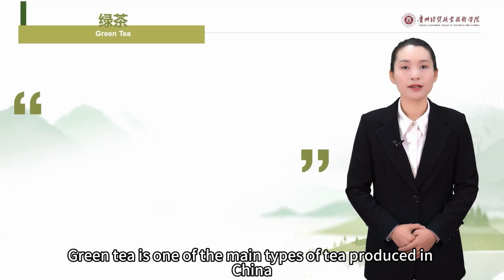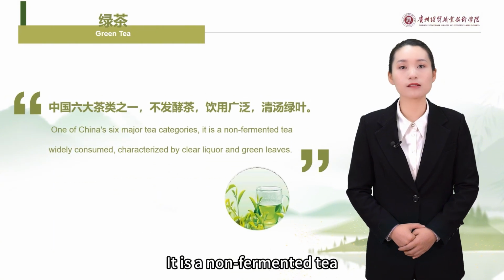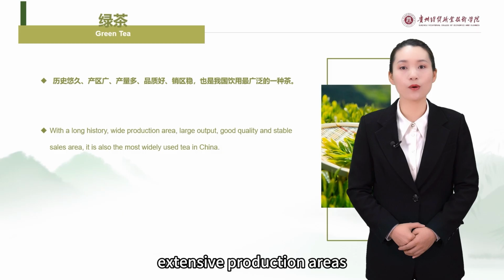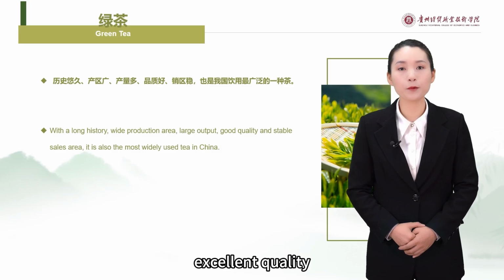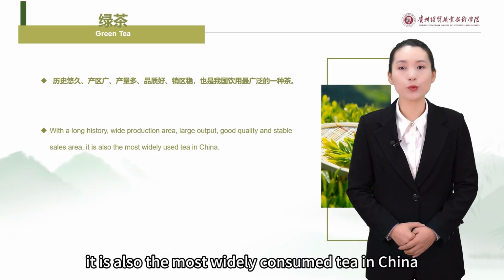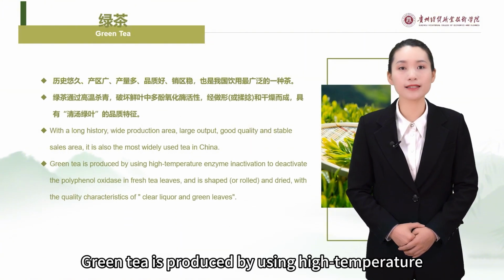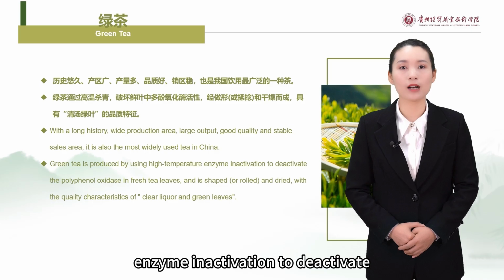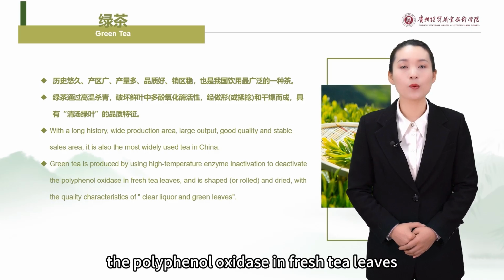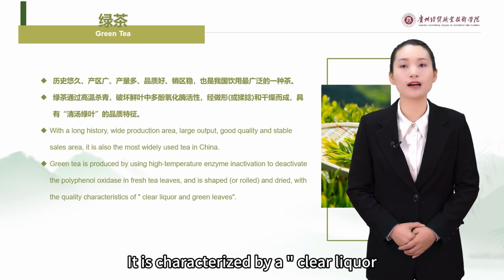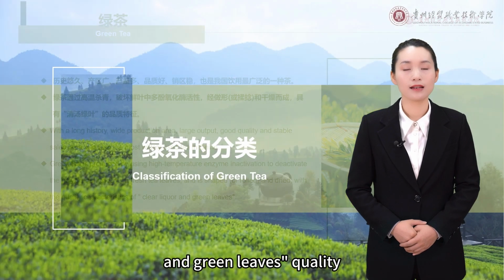Green tea is one of the main types of tea produced in China. It is a non-fermented tea, made without fermentation, with a long history, extensive production areas, high output, excellent quality, and stable sales. It is also the most widely consumed tea in China. Green tea is produced by using high-temperature enzyme inactivation to deactivate the polyphenol oxidase in fresh tea leaves, followed by shaping and drying. It is characterized by a clear liquor and green leaves quality.